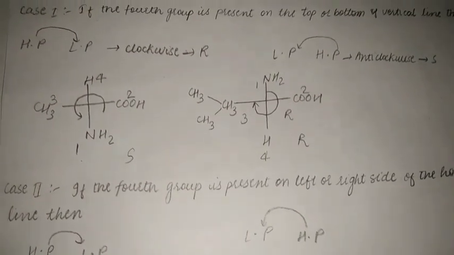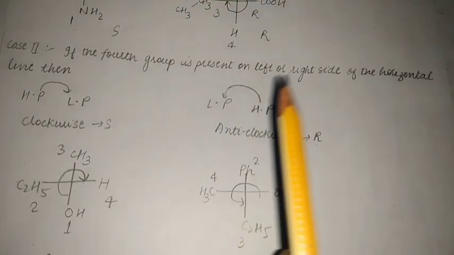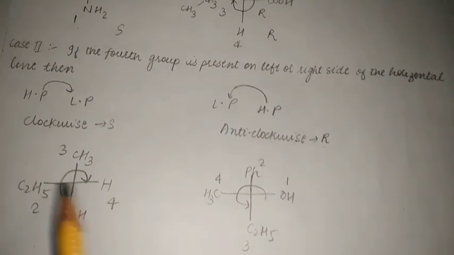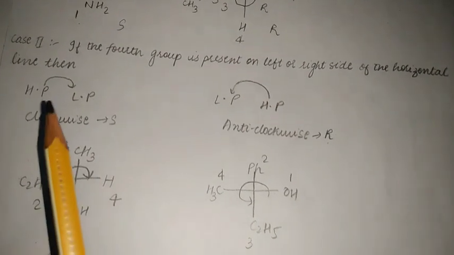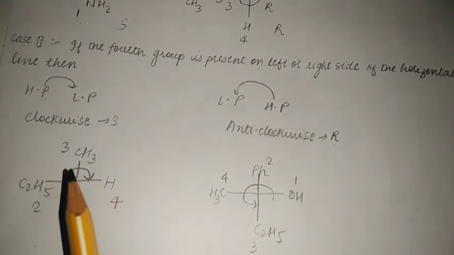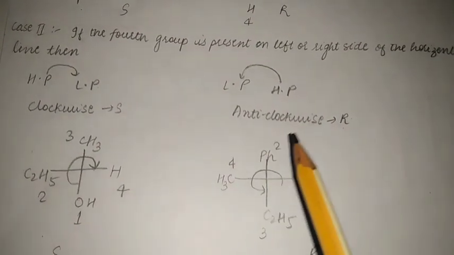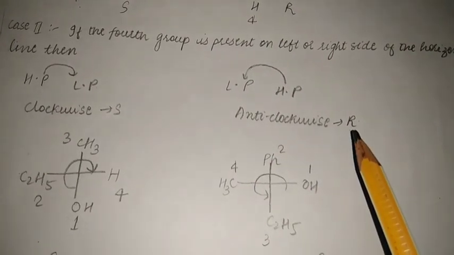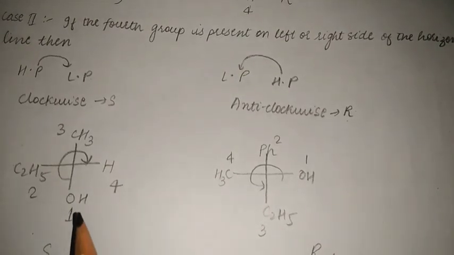Now let's consider case 2. If the fourth group is present on the left or right side of the horizontal line, then from higher to lower priority, if it is clockwise, it is considered S, and if it is anti-clockwise, it is considered R configuration. So let's see the following molecules.